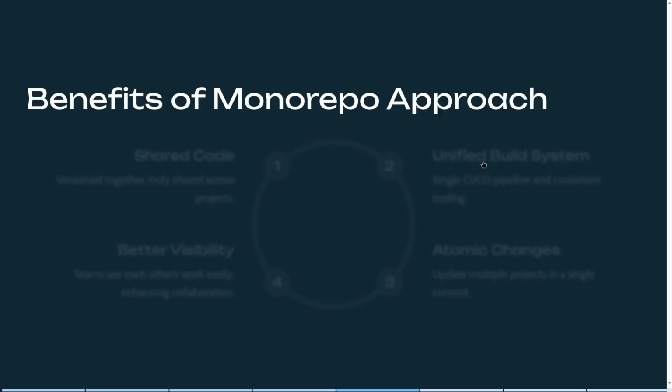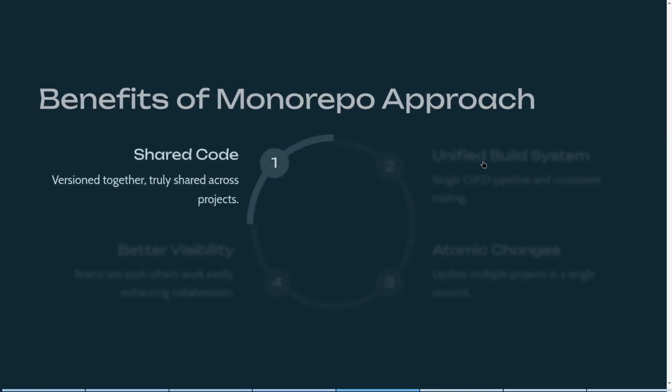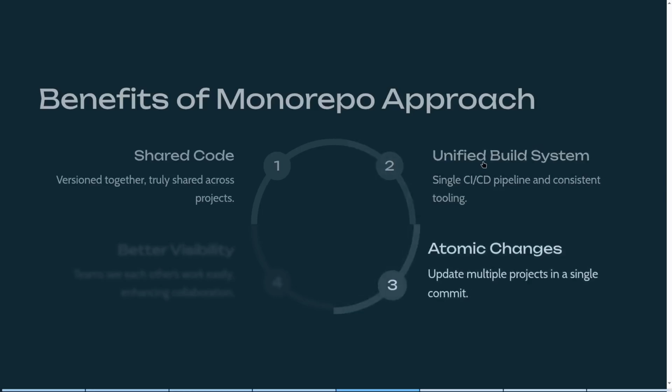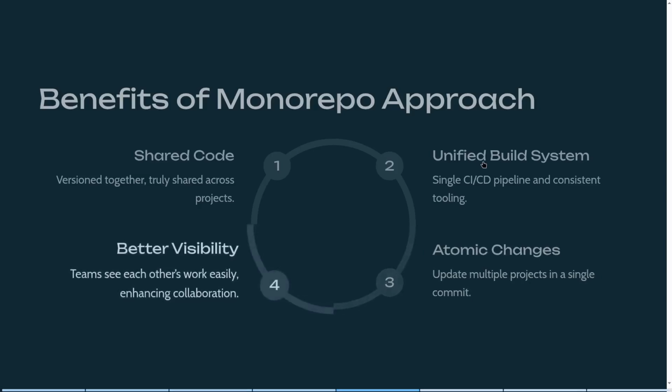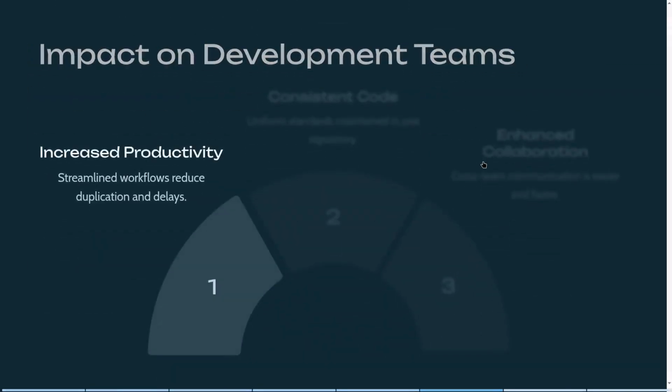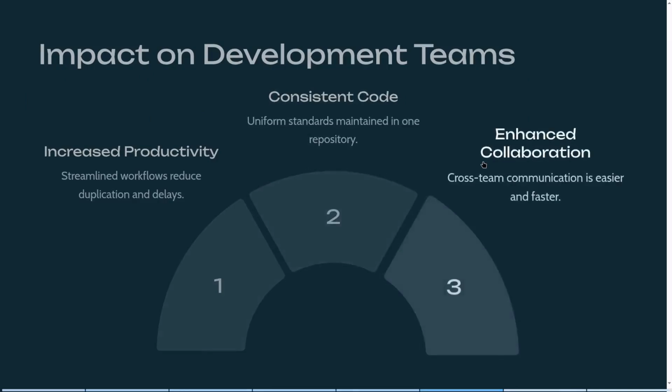Now, shared code stays truly shared and versioned together. You can have one build system and one CI/CD pipeline and one set of tools for all your projects. When you make changes across multiple projects, you can have a single pull request to connect them together, and better visibility across teams. So each team can view other teams' projects and stay in sync. So ultimately, monorepo architecture improves developer productivity, code consistency, and team collaboration.